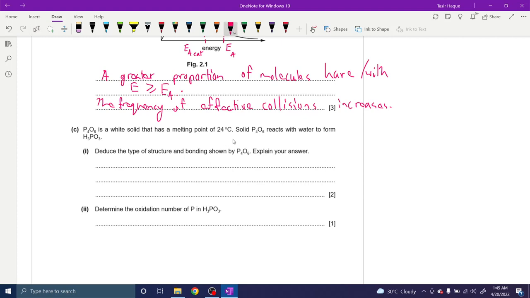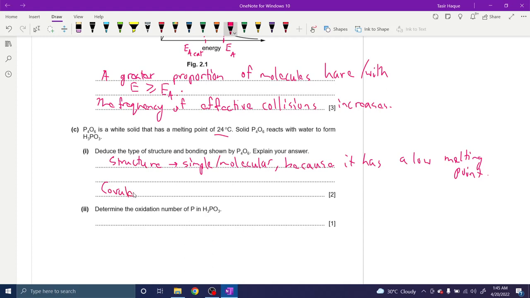P4O6 is a white solid which has a melting point of 24 degrees, okay? It reacts with water to form H3PO3. Alright, so what does this tell us about the structure and bonding of P4O6? So what is the structure? The structure is simple, right? Or you could say molecular. Why? Because it has a low melting point, okay?